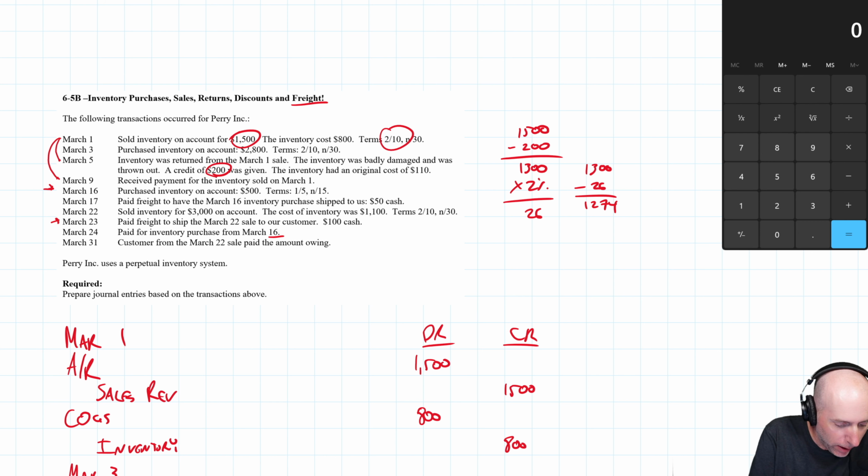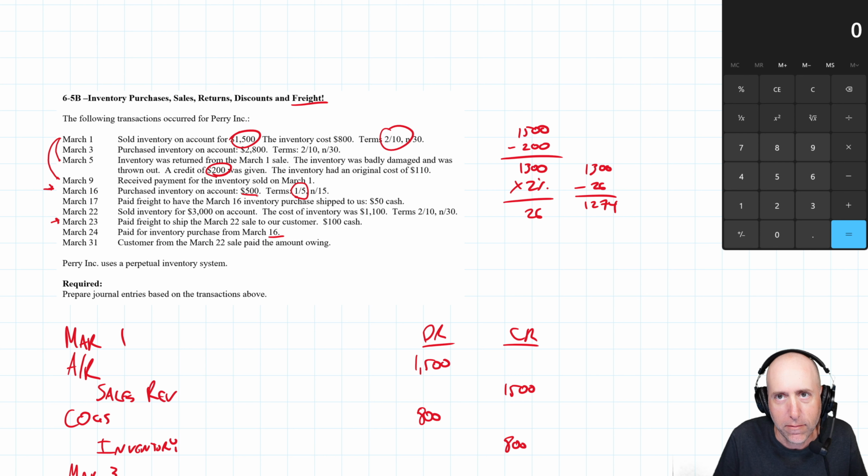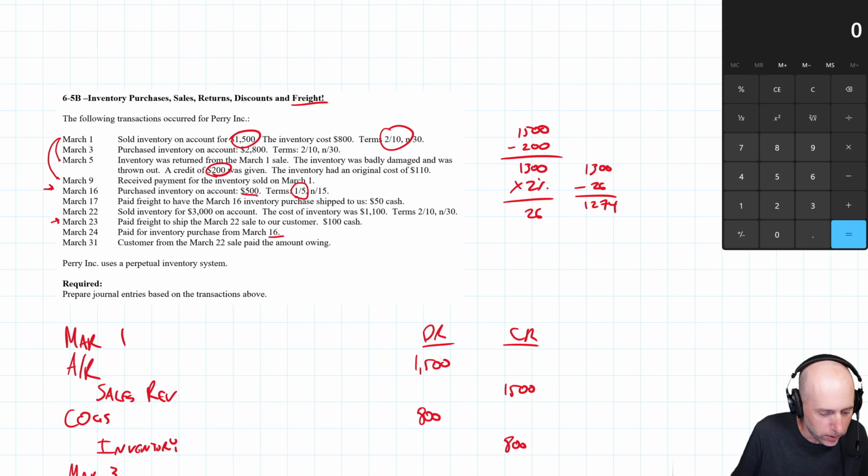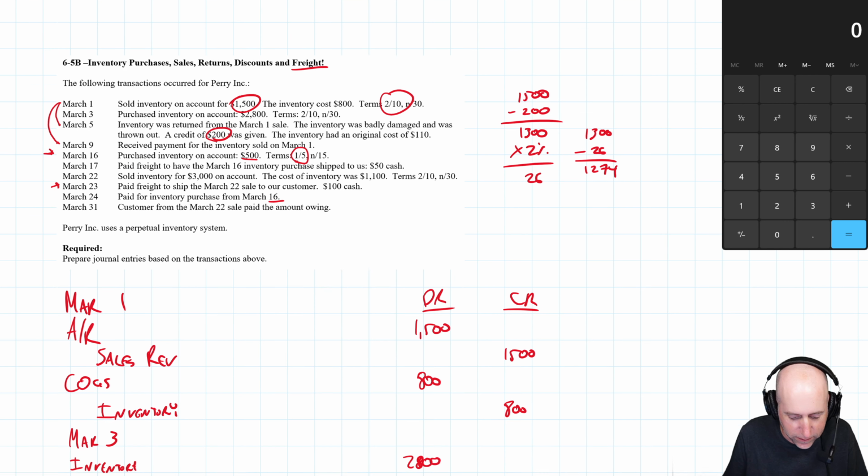Why are we not in the discount period? Well, we bought the stuff March 16th. We're paying on March 24th. The terms are 1/5 net 15. Well, it's more than 5 days, so we don't get our discount. That means we bought a $500 piece of inventory, and we just have to pay for that $500 piece of inventory. The freight was already paid, so that's neither here nor there.